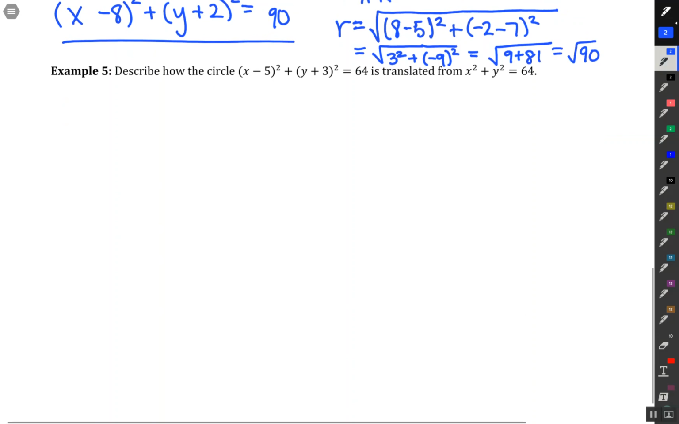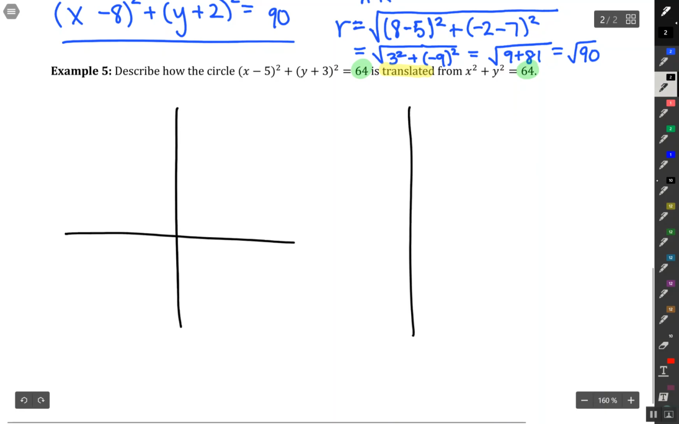Last question. Describe how the circle x minus 5 squared plus y plus 3 squared equals 64 is translated from x squared plus y squared is equal to 64. So you may notice there's some things that are similar about these two things, specifically the 64s. That tells you that the radius is 8 for both of these circles. And so translation is just shifting something left, right, up or down.